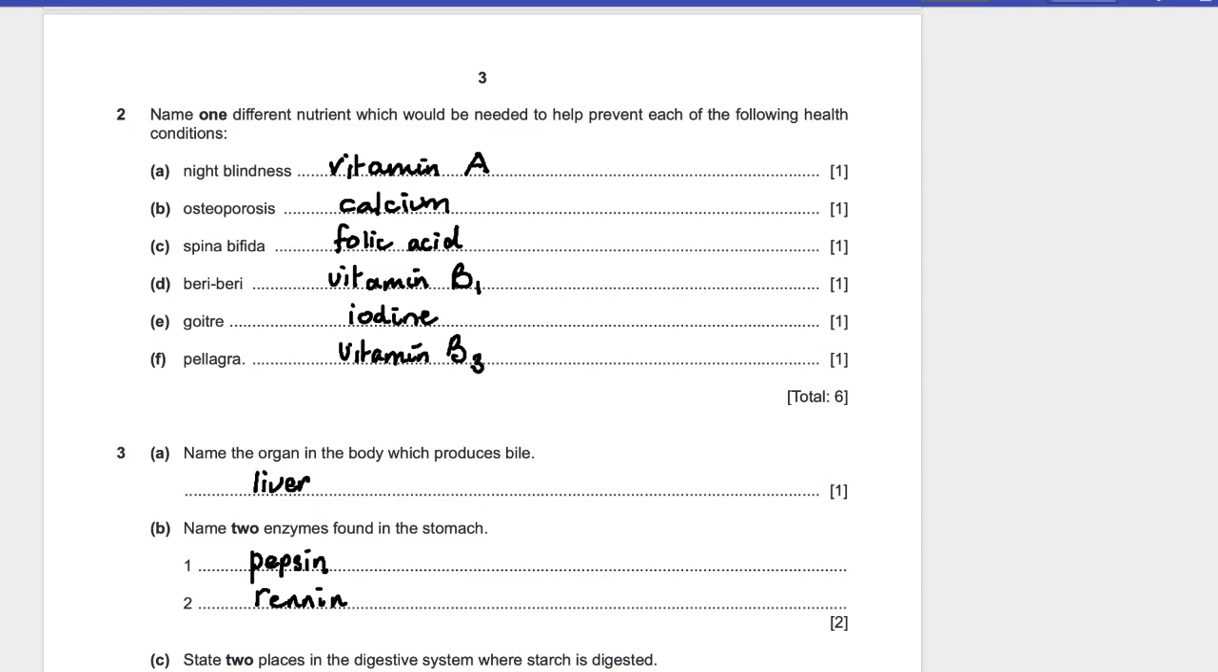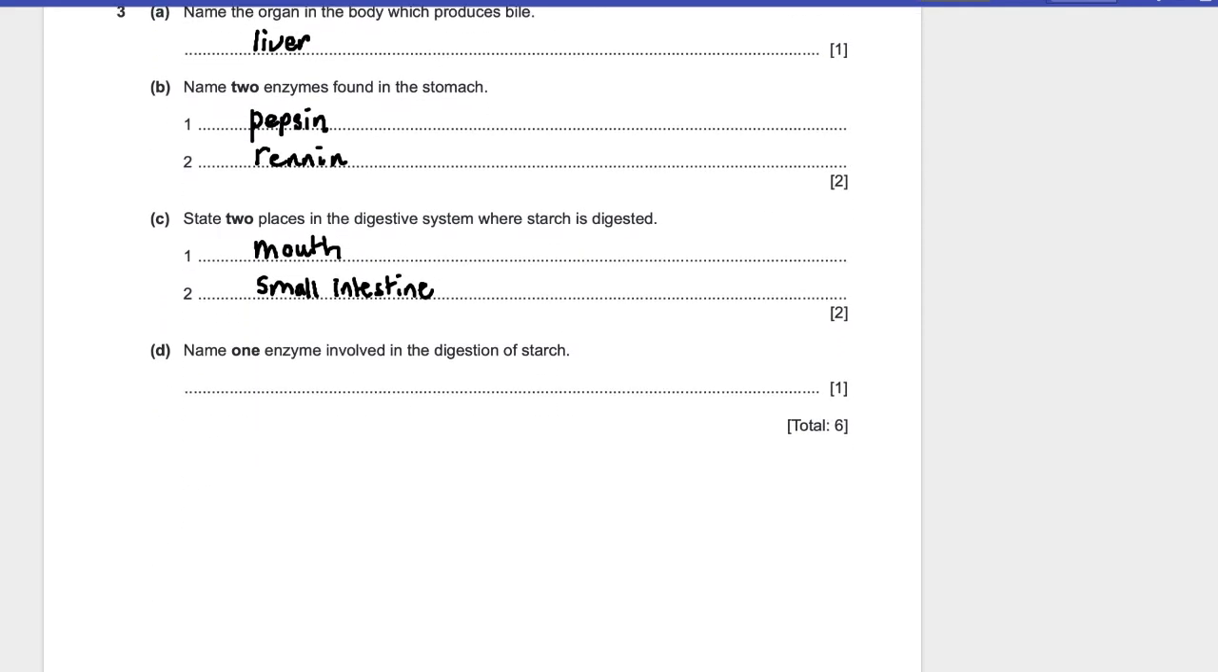State 2 places in the digestive system where starch is digested. Starch is digested in the mouth and also in the small intestine. Name 1 enzyme involved in the digestion of starch. Salivary amylase, which is found in the mouth.